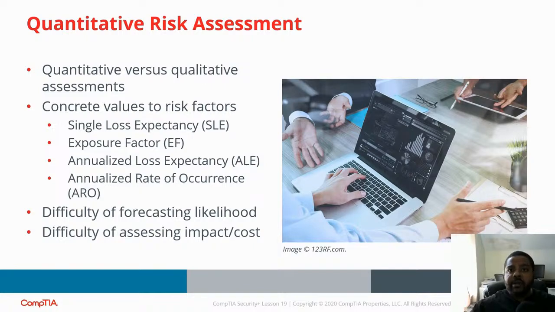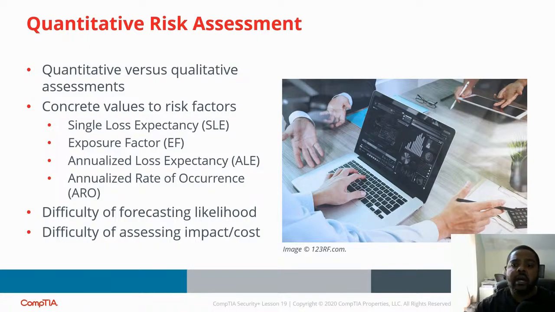But on the flip end of that, if you're in Nebraska where it's high in tornadoes, the annual rate of occurrence of that risk occurring would be high. Okay, so you want to keep those things in mind. Quantitative, remember, has a number value to it.